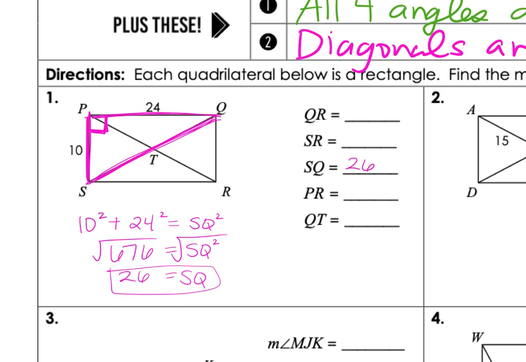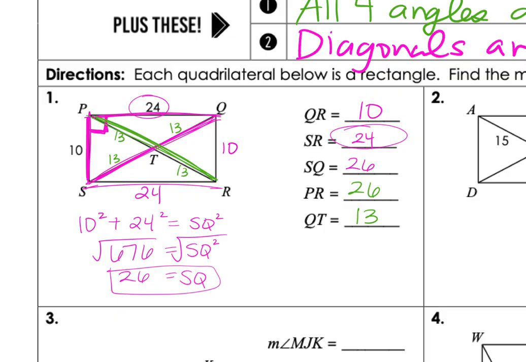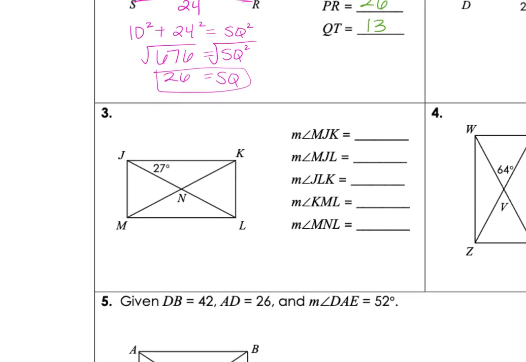26. Okay. SR, what'd you get? This guy. 24. Yep. Same as the one across from it. I would write it in. And then 10 for QR. What's PR? 26. Yeah. If the one is 26, then the other one has to be the same length. So 26 also. And then QT. What's QT? Cut it in half, right? 13 and 13, 13 and 13. Good there? Okay. Jump down to number 3.